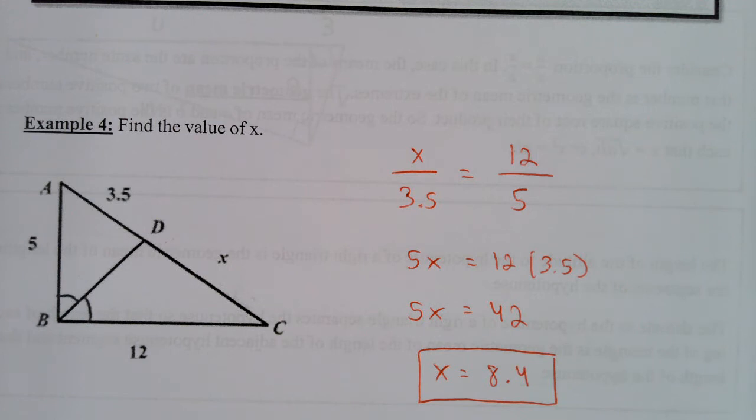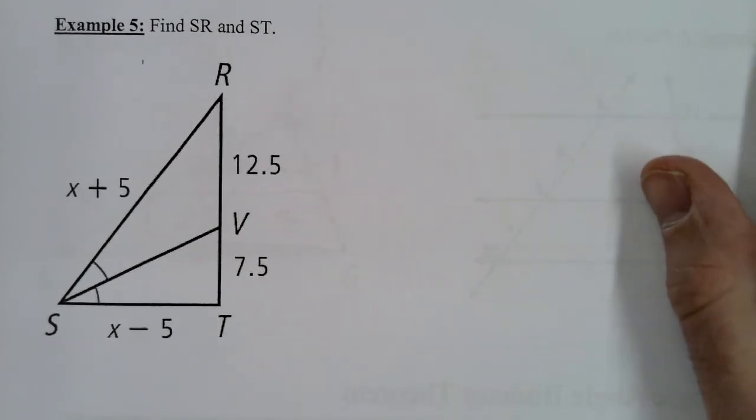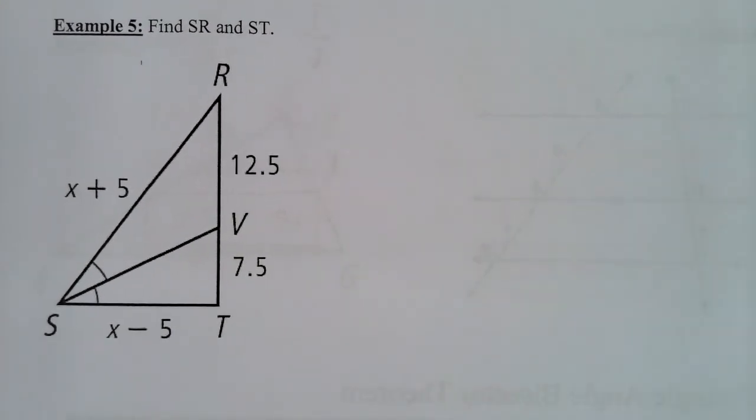So as I said, this lesson gets a little hard in the second half. That was pretty hard. And it's going to get harder in the next 2 pages as well. Okay, so example 5, find SR and find ST. So first you have to find X, and then you can find those two segments.